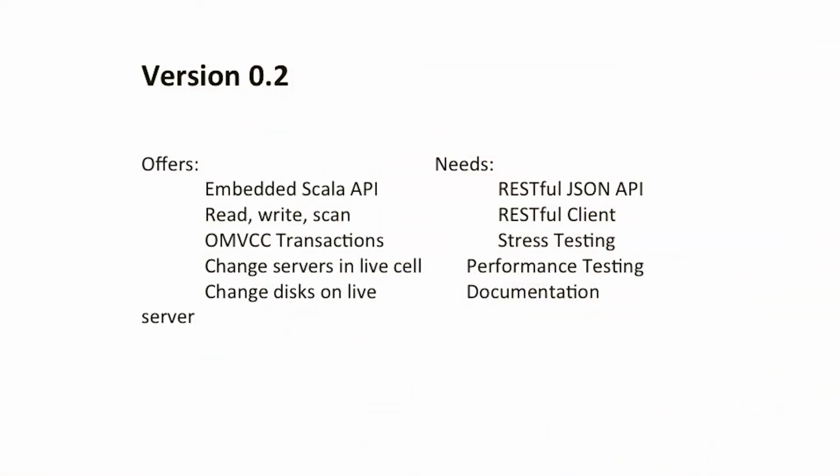So we're at version 2, version 0.2. We have the embedded Scala API. We have read, write, and scan as I've explained them. We have the transactional mechanism as I've explained them. We also support changing servers in a live cell, and we support changing disks on a live server. What we need is the RESTful JSON API as I explained, and we need clients in various languages to go with that. We need stress and performance testing, and we need documentation. The documentation there is something I wrote, and I understand it.